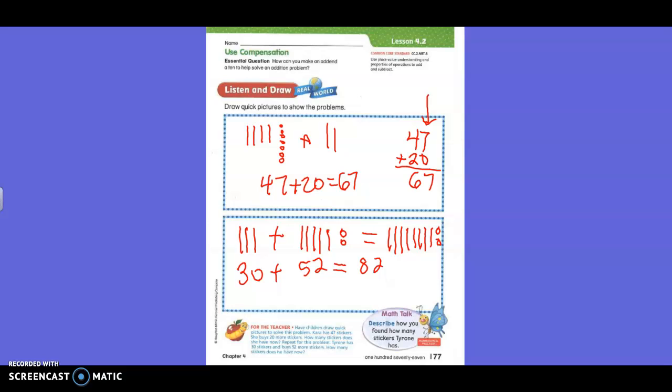Can we stack and add that one too? Yes. 30 plus 52. 0 plus 2 is 2. 5 plus 3 is 8.